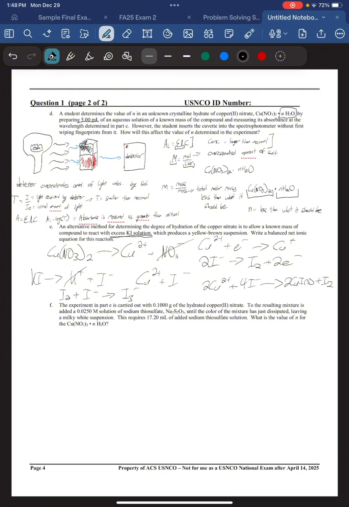Well, we already have our iodine gas, and it will react further with more I- to form the I3 anion. So now when we update our final solution, it should look like 2 copper 2 plus, 5 I-, because we added that extra I-, goes to our 2 copper iodide solid plus our I3-. And that's our final answer.